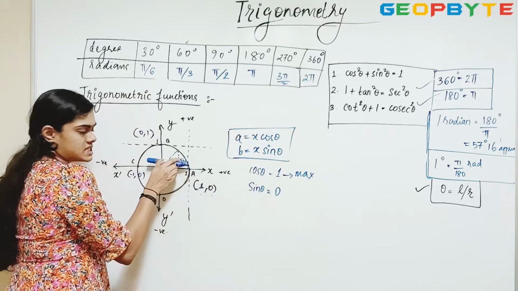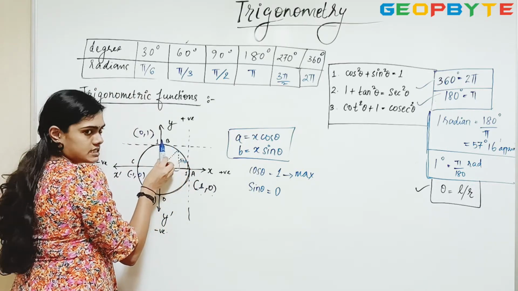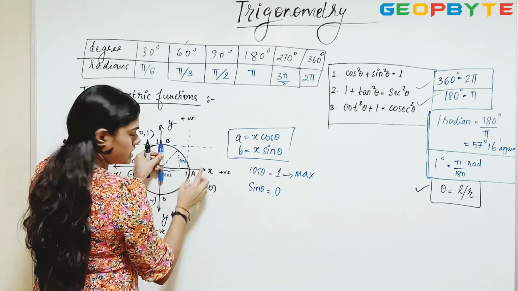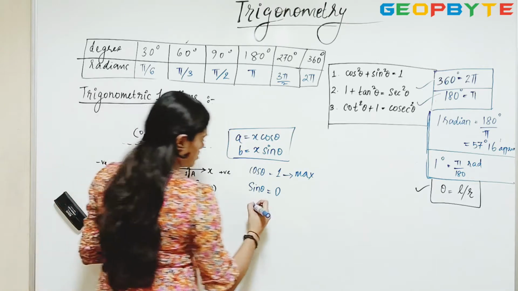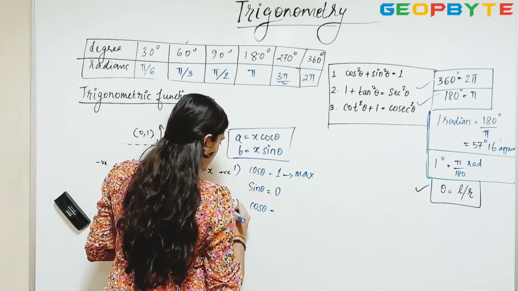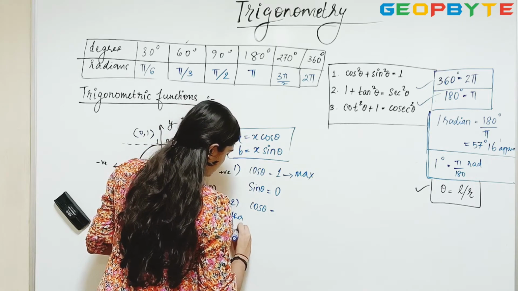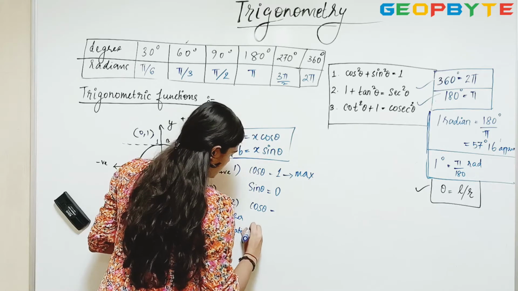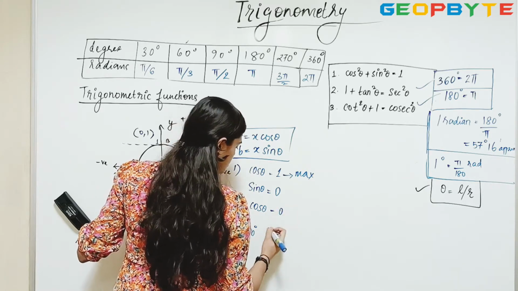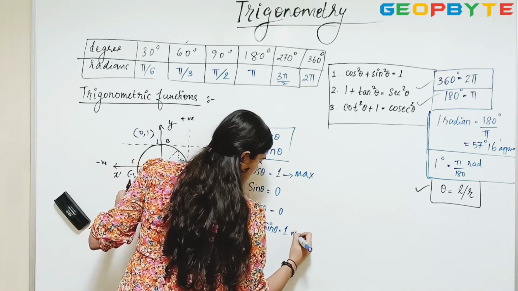Now, if I am rotating it to 90 degree, what will be my cos component? See, it doesn't have any cos component. So, my cos component after rotating 90 degree would be, cos theta would be 0 and sin theta would be 1 maximum.